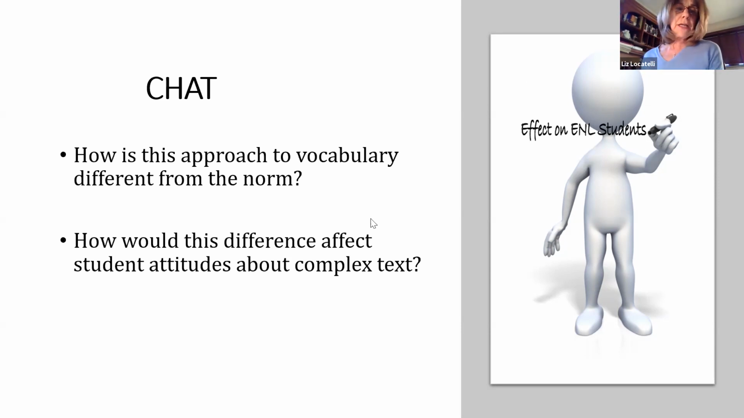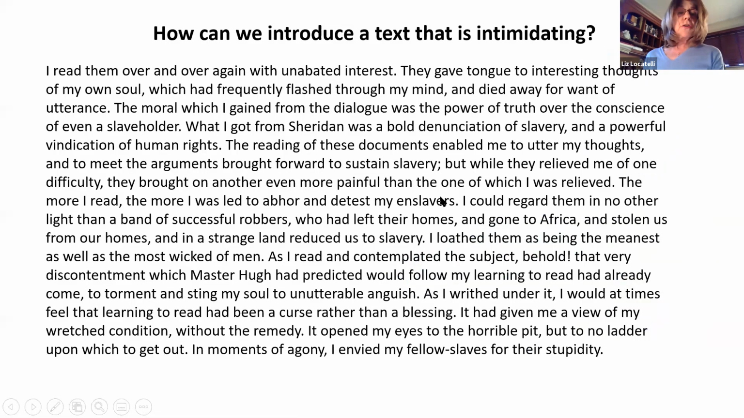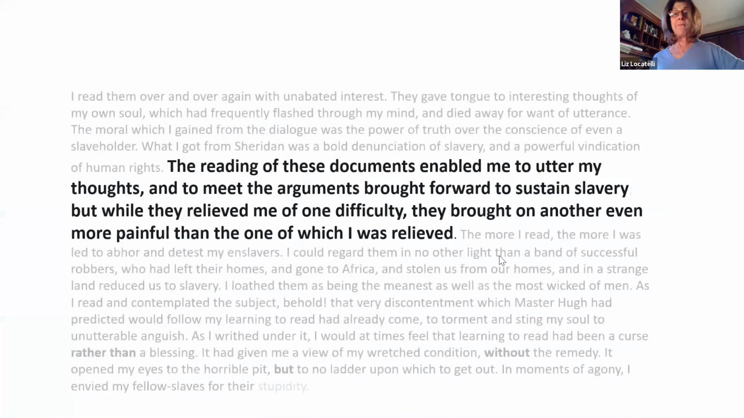Now, I'm going to have to move on because we have little time. So let's just go to our next strategy for analyzing text. So look at this text, and nobody wants to read it. It's daunting, it's overwhelming, and you don't want to look at it. So let me give you a suggestion to get kids comfortable with this at first. Break it up. So we're going to start with what we call a juicy sentence. We're going to pick one sentence to unpack and then kind of activate their thinking about what this text might be about. So here's the sentence that I picked.